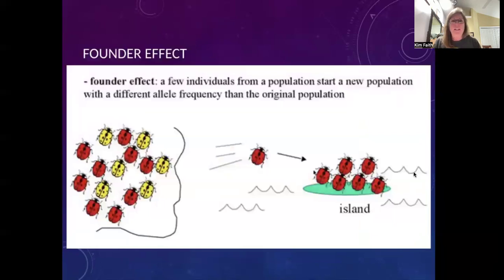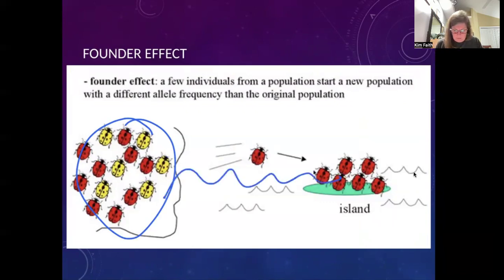Founder effect is another situation where we have a group of ladybugs here, and maybe there was some kind of storm, and all the red ladybugs happened to be on this tree log that floated out to an island. And now we're going to reestablish the populations of ladybugs with only the red ones. It's called the founder effect, right?